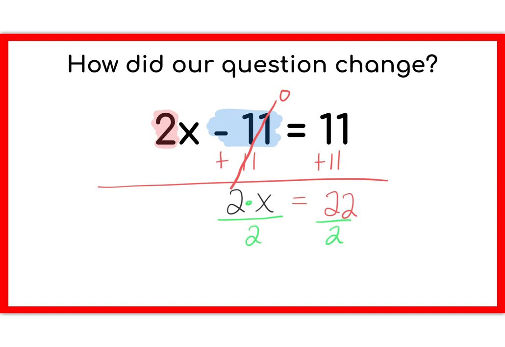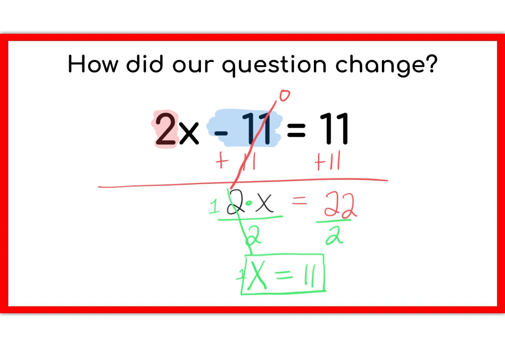So here, when I divide 2 by 2, that gives me the value of technically the number 1. However, we do not need to write 1x, so I can just write the variable x by itself. It is implied that there is an x in front of this 1. And then 22 divided by 2 is 11. So this means that the solution to this equation is x equals 11.